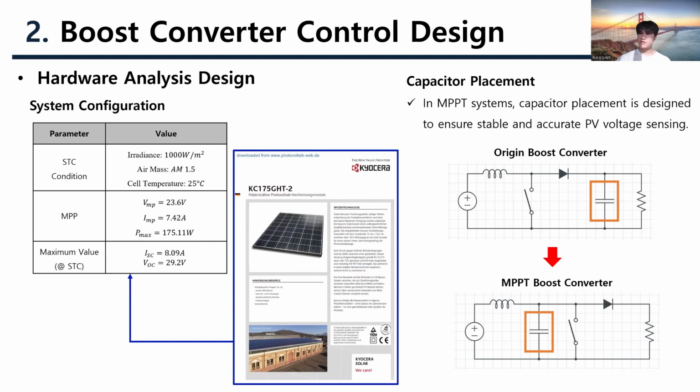One important structural change from the standard boost converter is the placement of the input capacitor. In a conventional boost converter, the capacitor is placed at the output. However, for MPPT application, we moved it to the input side, between the PV panel and the inductor, to stabilize the PV voltage and enable accurate voltage sensing for the control loop.